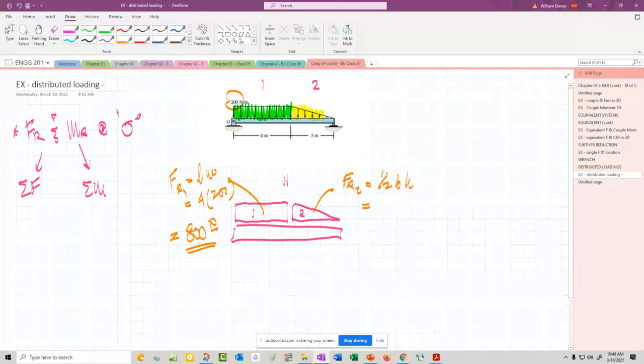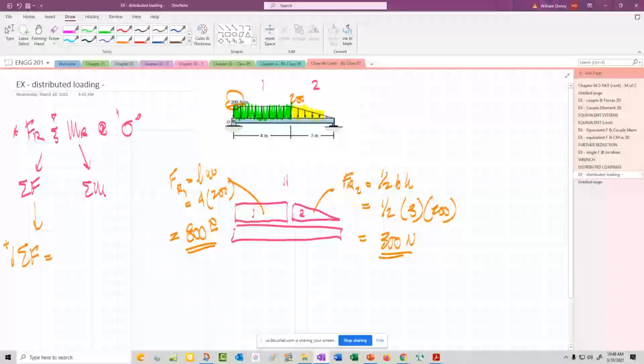For the yellow area, that's a triangular shape, so that loading is half the base, which is 3, times the height, which is still 200, and that gives us 300 newtons. So if we sum forces, that's pretty easy. We're picking positive down because all the loading is down. We could pick positive up and they'd all be negatives, but since everything's down, that's 800 plus 300, which equals 1100 newtons. And I'll just put the down arrow there to remind us.